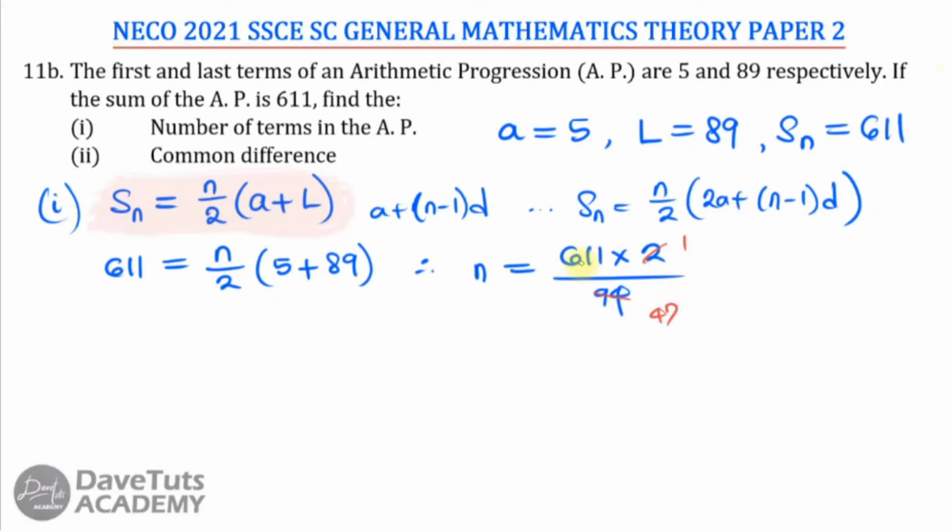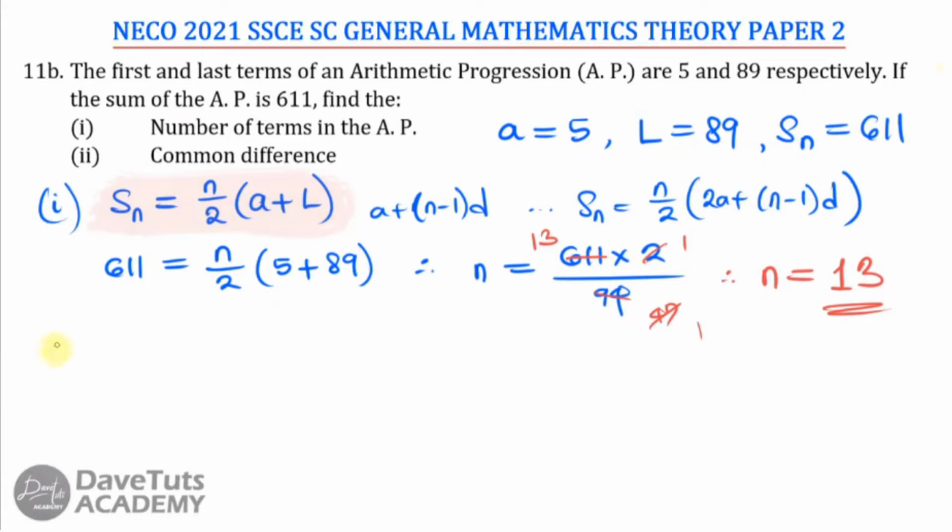Okay, 47 and 611. I think 13 should be going; let's check 47 times 13. 3 times 7 is 21, remaining 2; 12 plus 2, 14, then 47, good. So this is 1, 4 plus 7, 11, remaining 1, 5, 6, so good. So 47 can also go into 611, and that will be 13. So the number of terms that we are looking for is nothing but 13, okay? So that is the first solution.